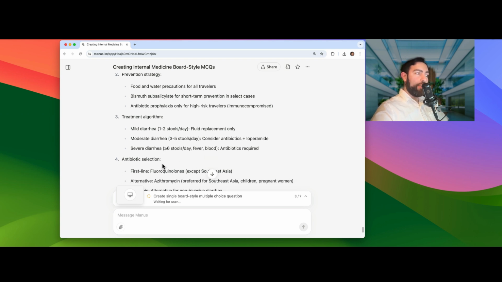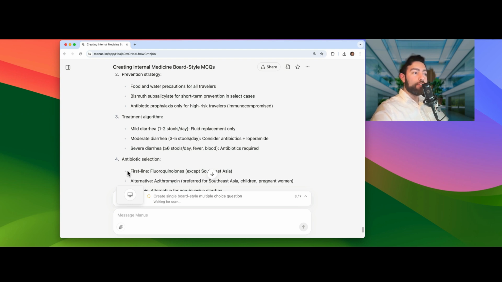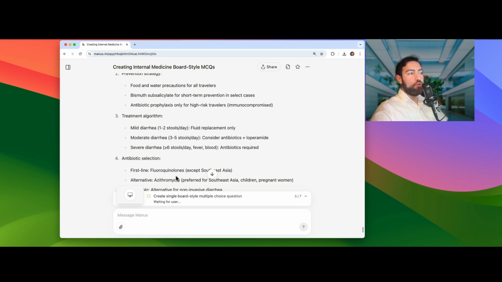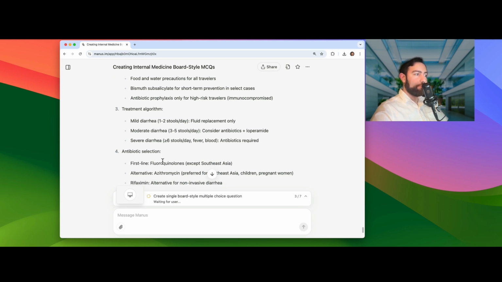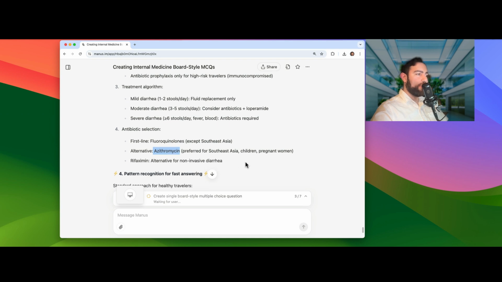Now, very, very important, board tested. You need to know fluoroquinolones are actually first line, except in Southeast Asia. So if somebody is going to Southeast Asia, Philippines, Vietnam, those areas, they cannot take fluoroquinolones because those areas have a lot of resistance. Alternative would be the azithro, and it's preferred for Southeast Asia, children, and pregnant women. Okay, so this will be there. Rifaximin is an alternative for non-invasive diarrhea.